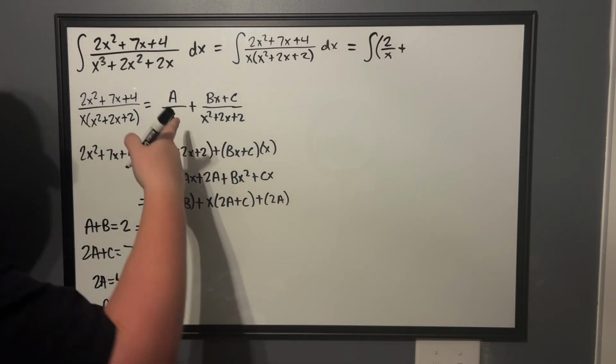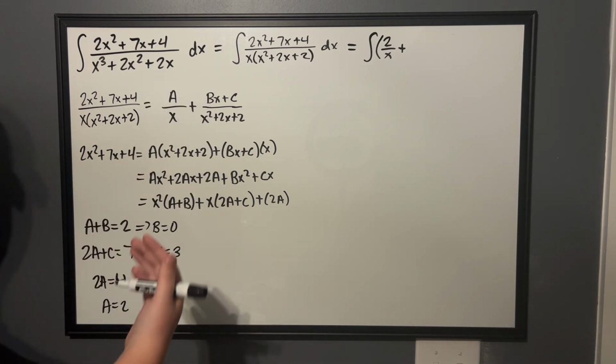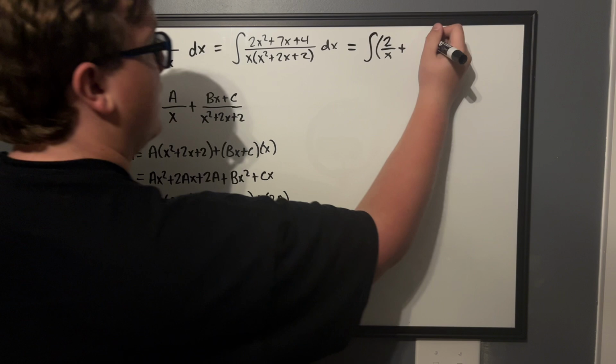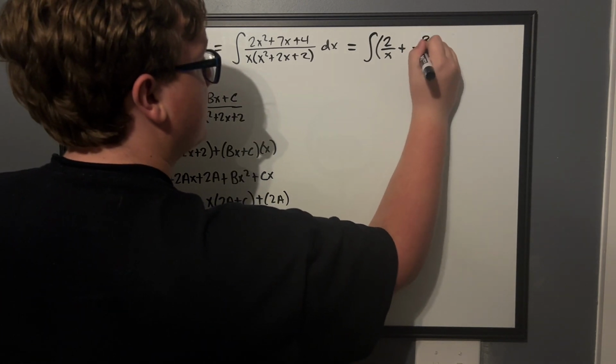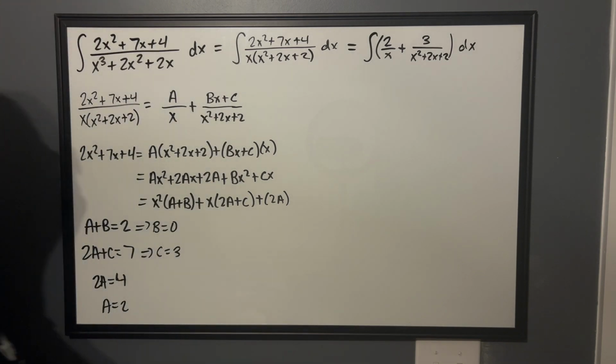Plus, then we have bx plus c, but b was 0, right? So that's gone. And all we have is just c over x squared plus 2x plus 2. So c was 3. So we have 3 over x squared plus 2x plus 2. And of course, we need the dx.